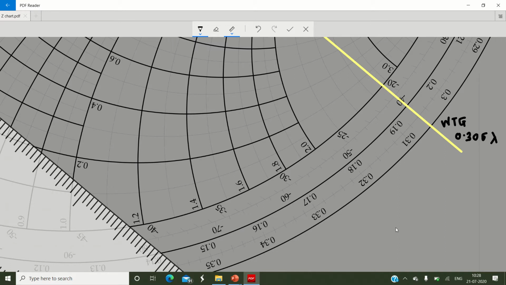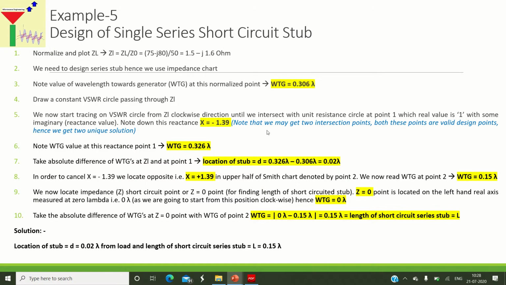Okay, so this we completed. So why are we doing so? Because we want to find the location of the stub from the load. So that's why we are performing this particular procedure. Come back to the next step. We have noted down step number 3 and we have got the value of wavelength towards generator. The next step is to draw a constant VSWR circle which is passing through the normalized load impedance.